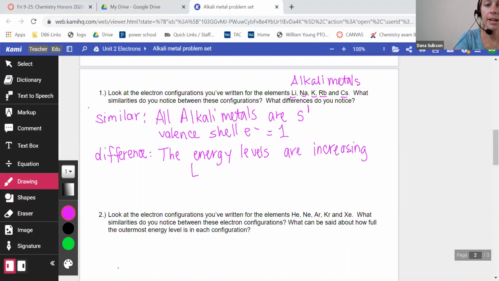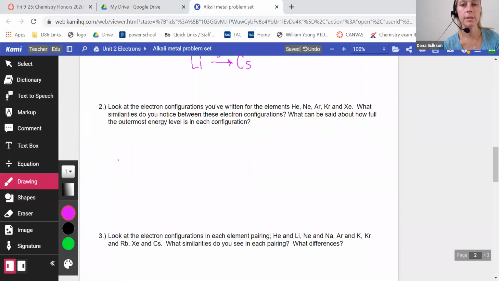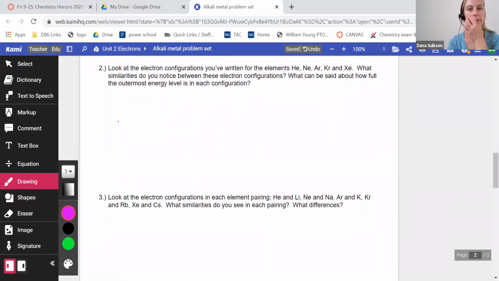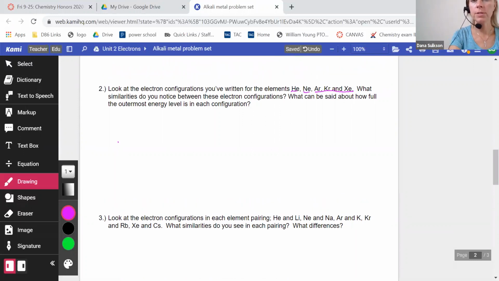So from Li to cesium, they're increasing. So I just pointed out which ones were increasing. Let's look at the second discussion question. It says, look at the electron configuration you've written for these elements. I'm going to label those because we've discussed that before. They're called noble gases.